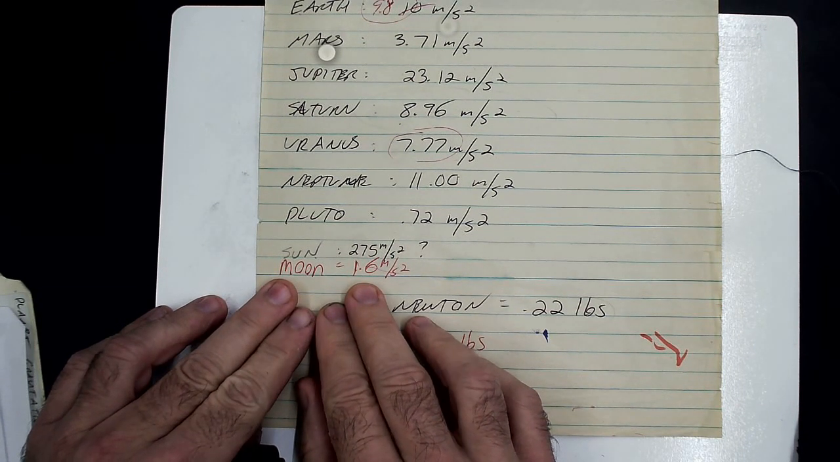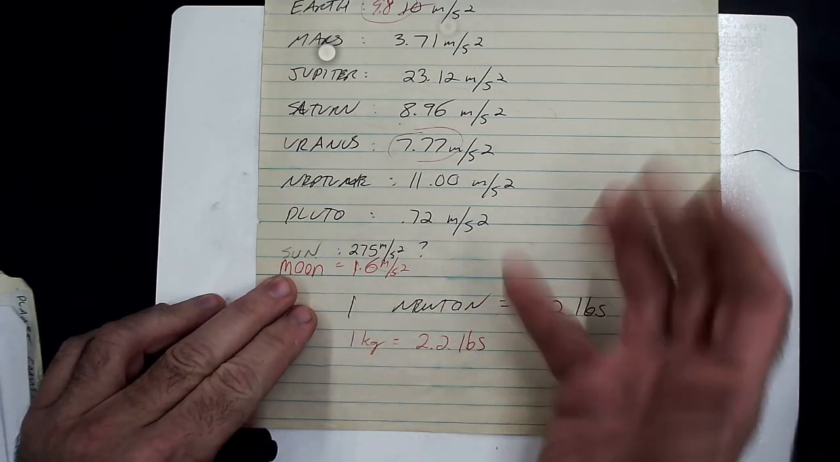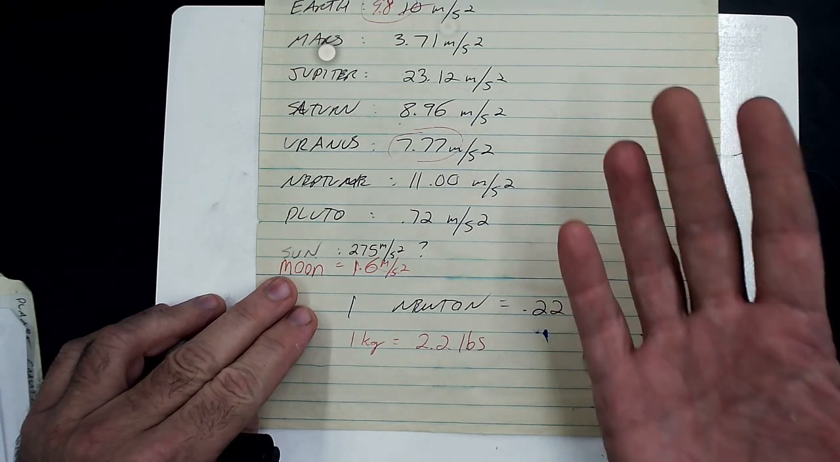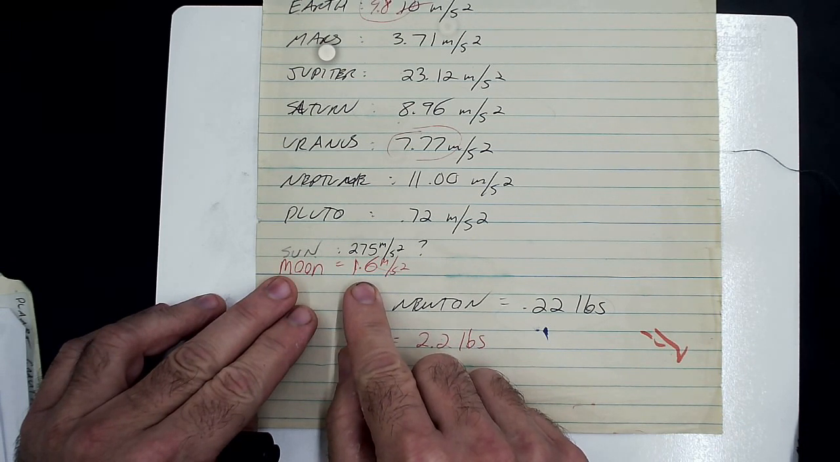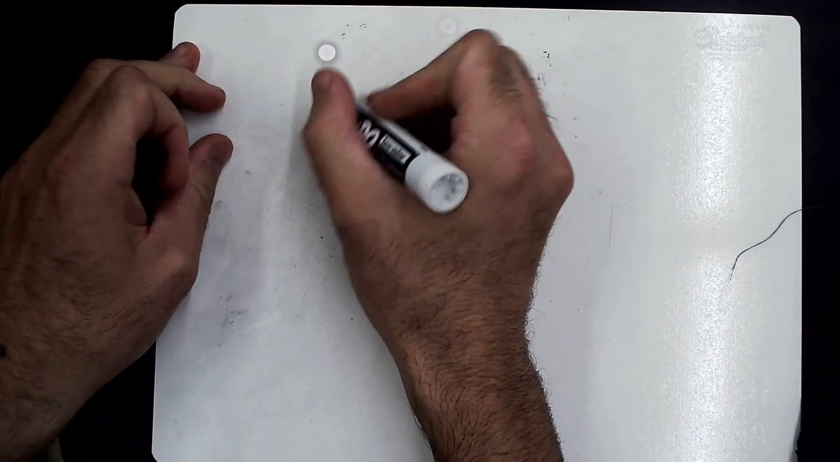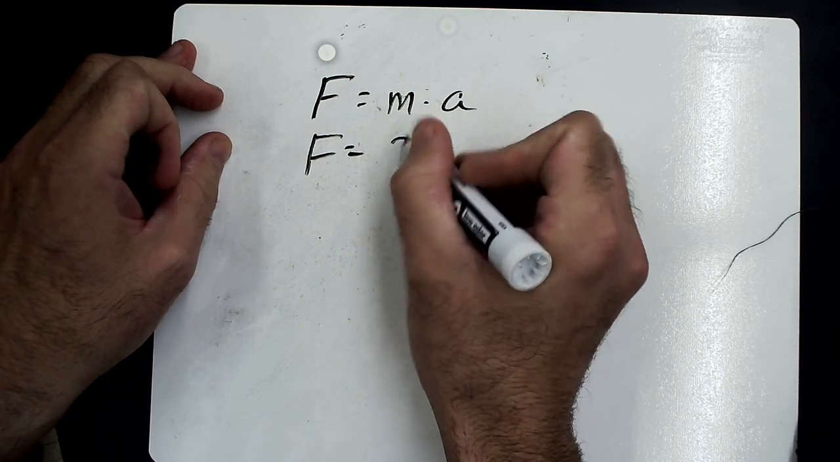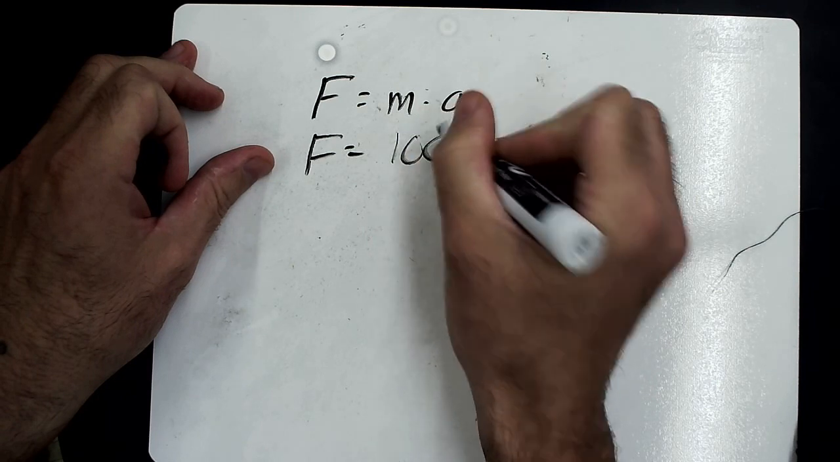The moon's acceleration of gravity is 1.6 meters per second squared. If you've ever seen an astronaut drop something on the moon, it falls slower than it does on Earth, because it has less mass, and so its acceleration of gravity is lower. So if I was to calculate my weight here on Earth, I would go force equals mass times acceleration. I have a mass of about 100 kilograms.